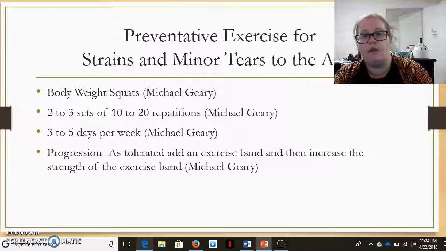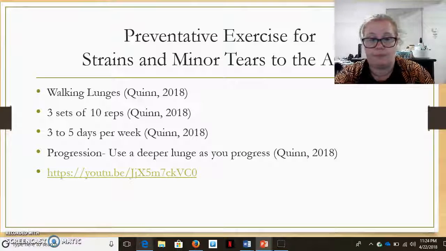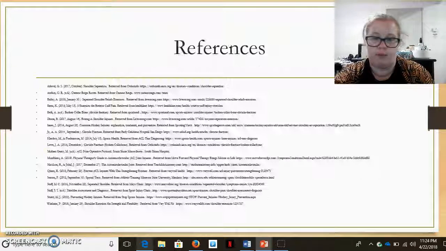One of the preventative exercises for this is body weight squats. So you're going to do 2 to 3 sets of 10 to 20 repetitions, 3 to 5 days a week. So as tolerated, add an exercise band, and then increase the strength of the exercise band as you go. And then the final preventative exercise for ACL tears is walking lunges. So you're going to do 3 sets of 10 repetitions, 3 to 5 days per week. And then to progress this further, you're going to go into a deeper lunge.